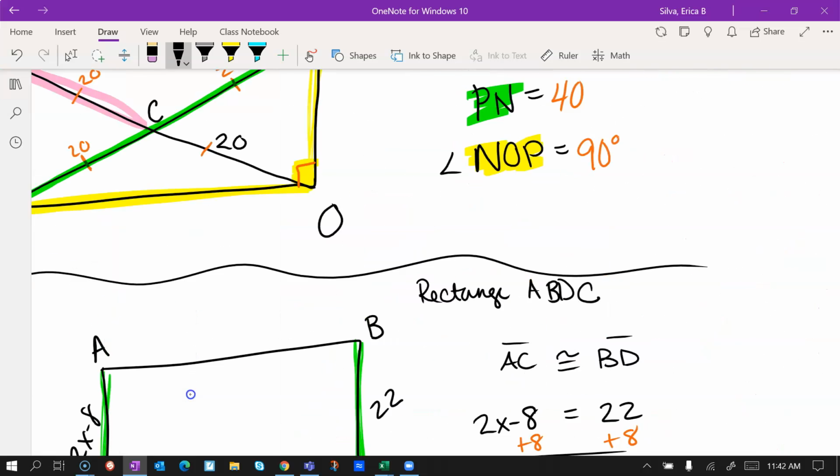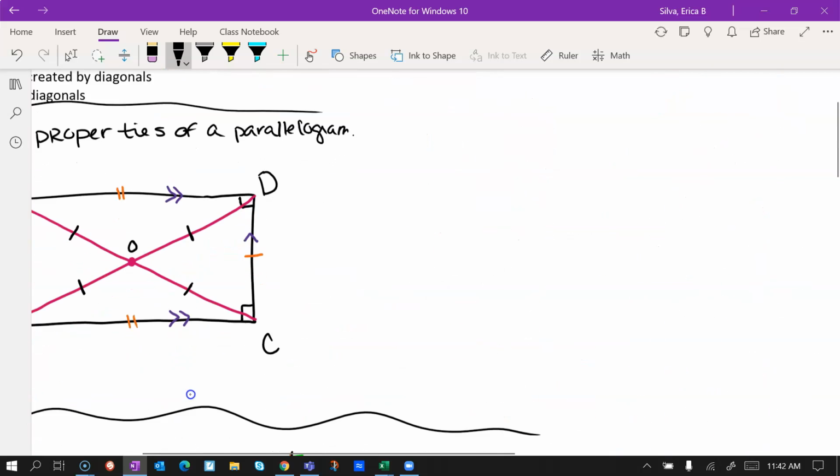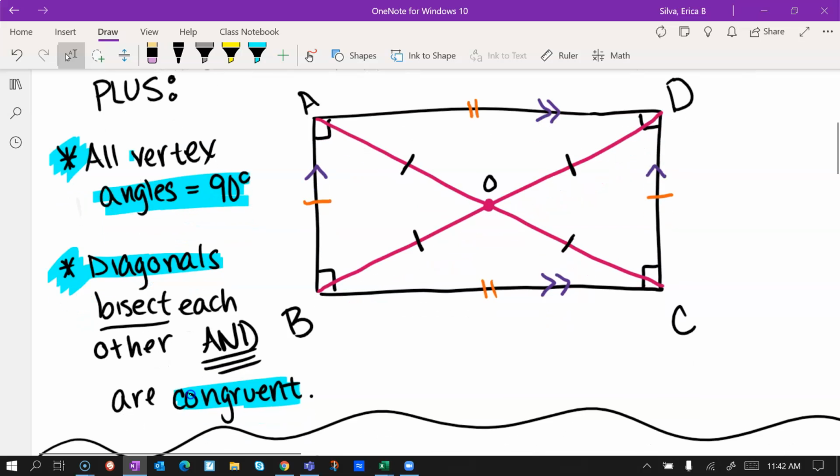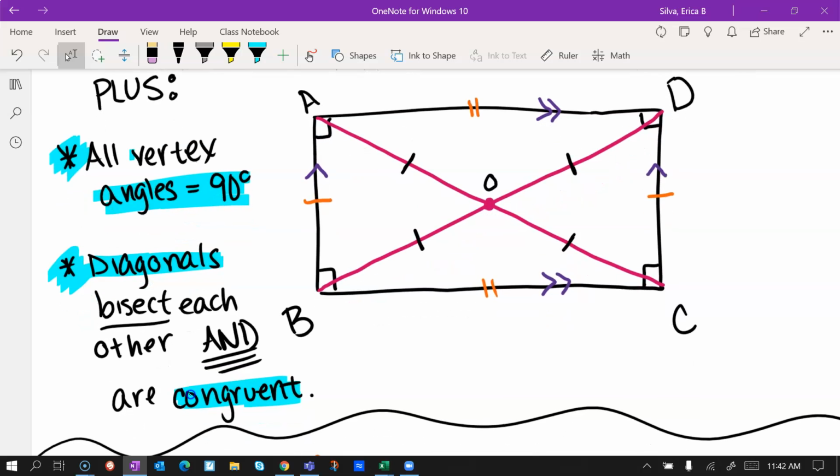Then we also talked about rectangles. Now with rectangles, we have the same properties as a parallelogram, but what distinguishes a rectangle is that all angles are 90 degrees. So it's exactly the same as a parallelogram, but it also has all angles being 90 degrees. The diagonals, not only do they bisect each other, but they also end up being congruent. Questions so far? So those are the two things that distinguish a rectangle from just a regular parallelogram.